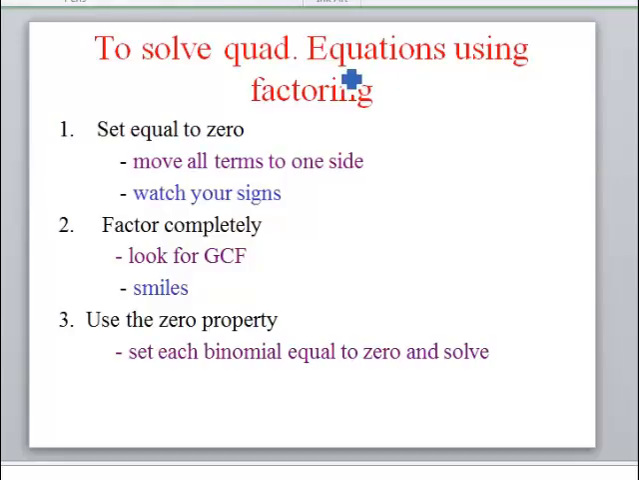To solve quadratic equations using factoring, we first have to set the equation equal to 0. We do that by moving all terms to one side. Watch your signs. Then you factor completely using the techniques we've been doing, looking for the GCF to make things easier. We check with the smiles, and then we're going to use the new part, the zero product property, which means we're going to set each part equal to 0 and solve.